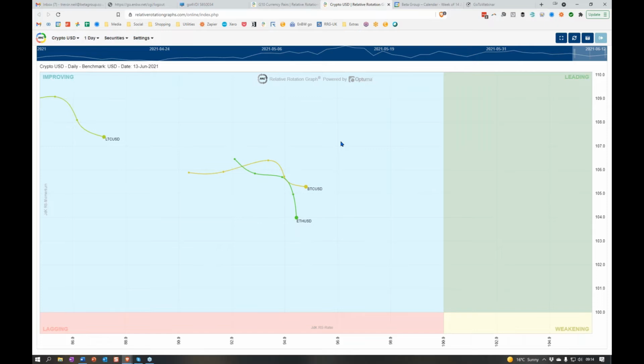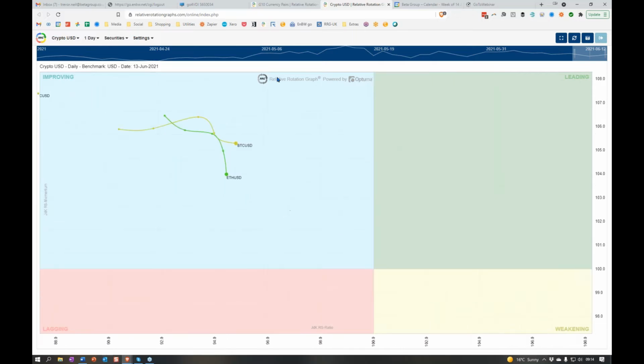We'll look at the RRG on Litecoin, Ethereum, and Bitcoin, and I've moved it over here for clarity.